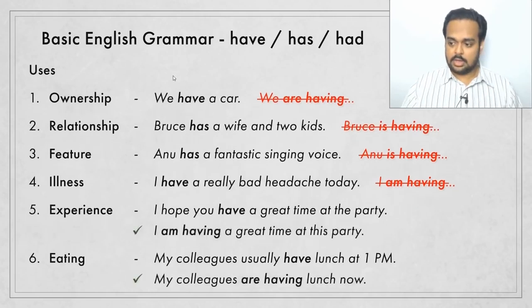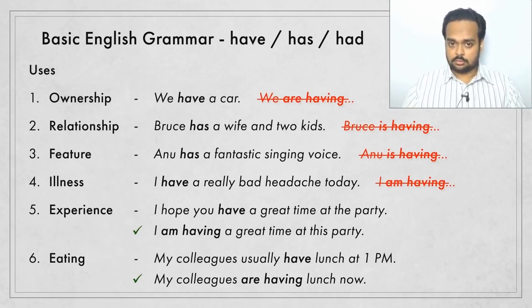However, in uses 5 and 6, to talk about experiences or to talk about eating or drinking, you can use continuous forms. You can say, I'm having a great time at this party. That doesn't express a general situation. It expresses something I am experiencing right now. In the same way, we can also say, my colleagues are having lunch now. Because remember, have just means eat in this context, and that expresses an action. And we can talk about it in the form of a continuous action.